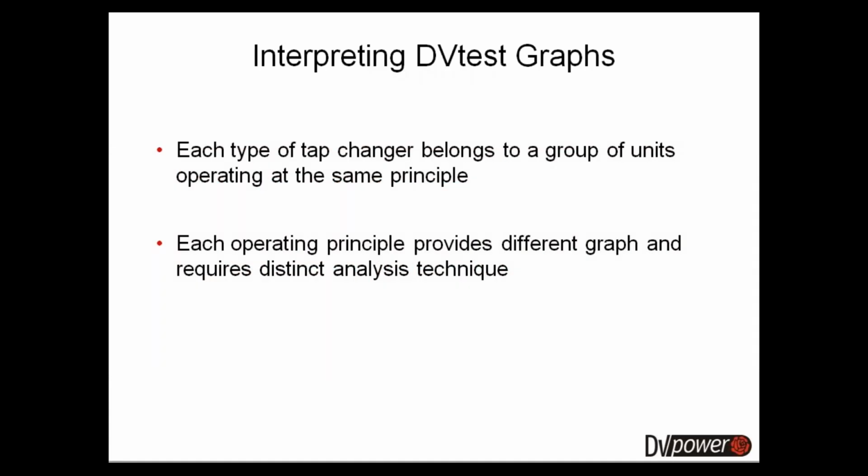So, your next question is probably how the DVTest graphs should be interpreted. Every type of tap changer belongs to a series of models, and every series of models uses its own operating principle, which provides a different type of graph and requires a different analysis technique.